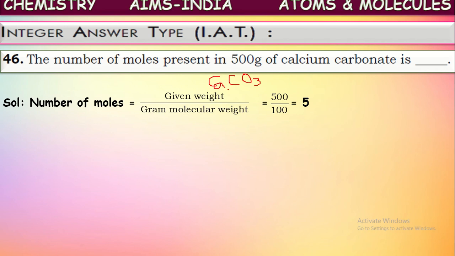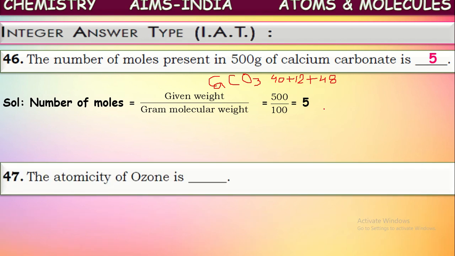If we calculate the molecular weight for this compound, we get it as 100 because the atomic weight of calcium is 40, plus there is one carbon atom, 12, and the atomic weight of oxygen is 16. There are 3 oxygen atoms, so 16 into 3 becomes 48. We sum these all, we get 100. So the molecular weight of calcium carbonate is 100. Substituting the values, we get the number of moles as 5. The formula used here is number of moles equal to given weight in grams by gram molecular weight. We get it as 5 here.